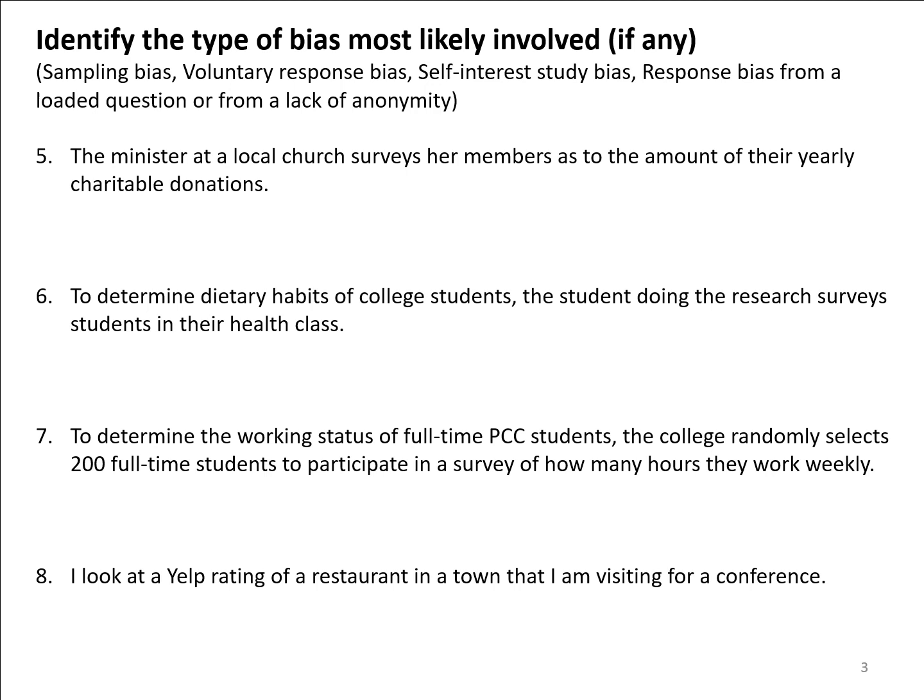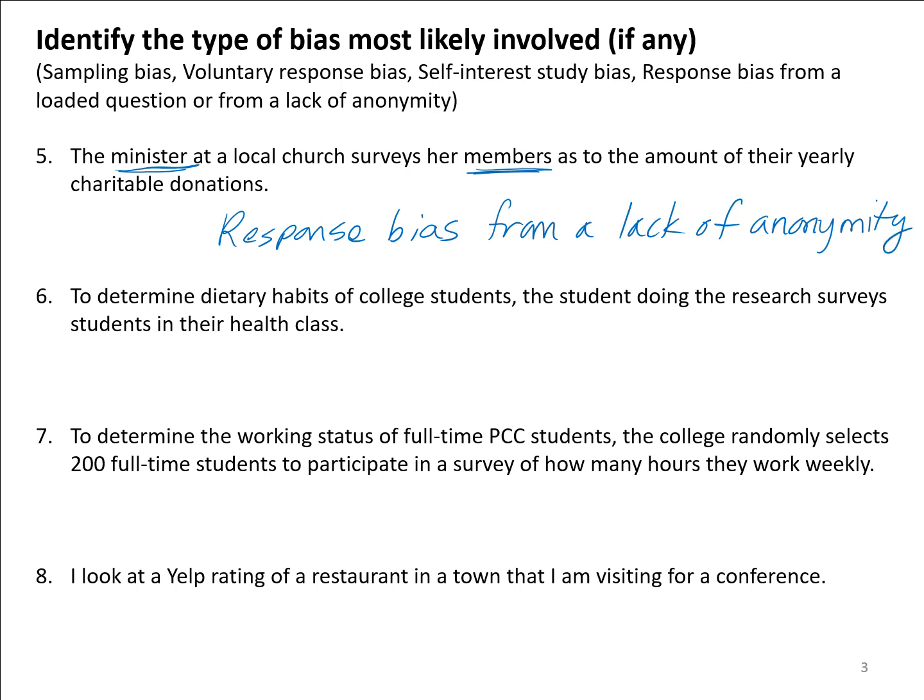So problem 5, the minister at a local church surveys her members as to the amount of their yearly charitable donations. All right, so you have a minister asking her church members a question about their charitable donations. Church members, if they haven't been donating, which is often what churches recommend, is that you donate to charities, they may be hesitant to say that. So I would say there's going to be some response bias from a lack of anonymity. Those church members may be worried about what the minister will think about them.